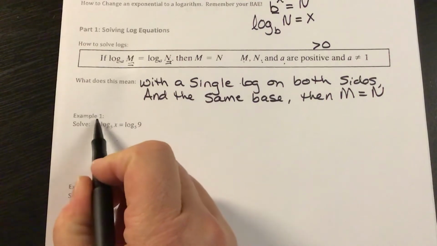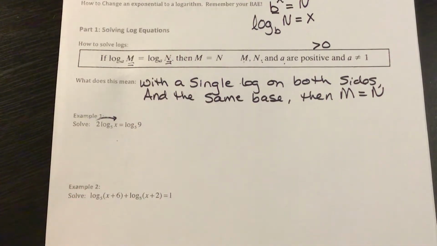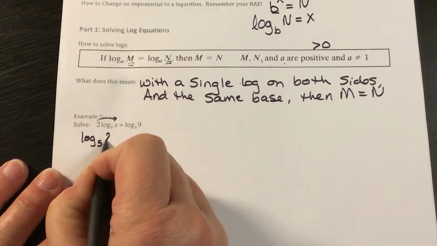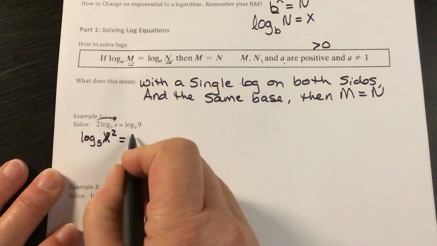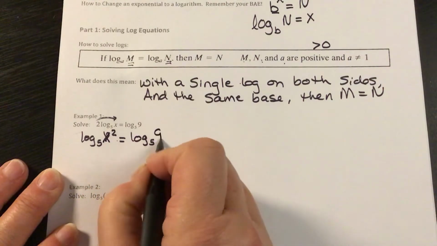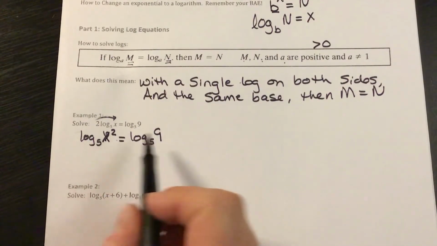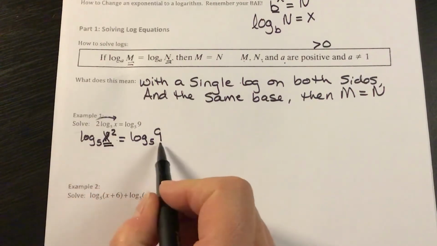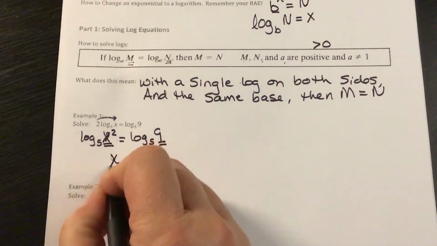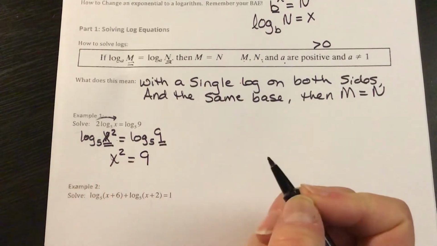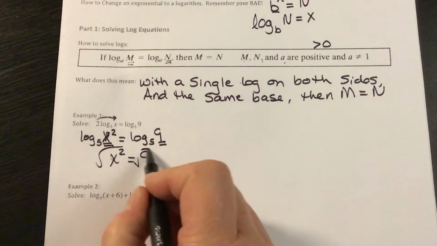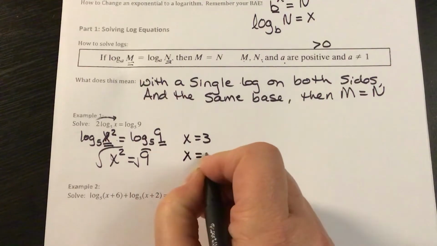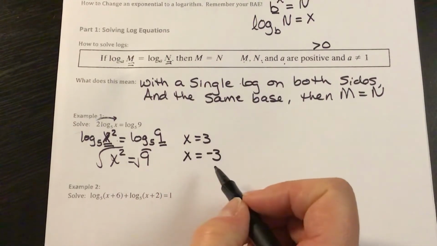So I can move this 2 as an exponent of x. I can say that this is log base 5 of x squared equals log base 5 of 9. In this case, I have a log base 5 on both sides, so m has to equal n, or x squared has to equal 9. We take square roots of both sides, and x has to equal 3, and x has to equal negative 3. Now, these are my solutions algebraically.